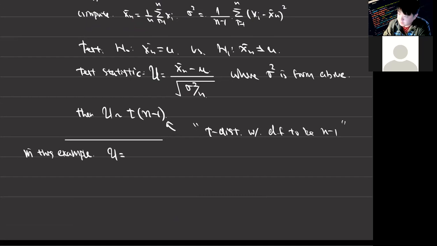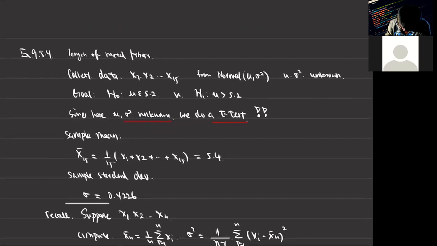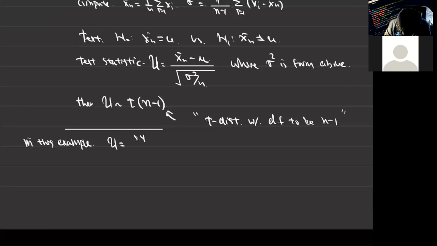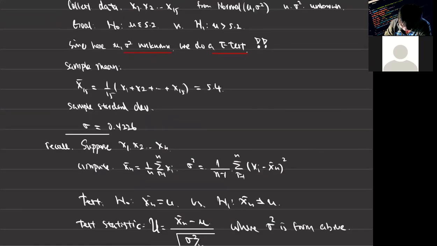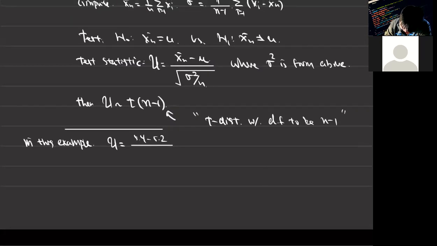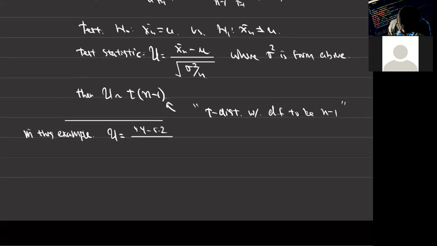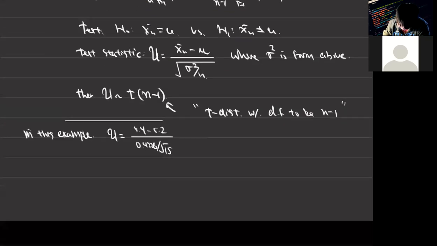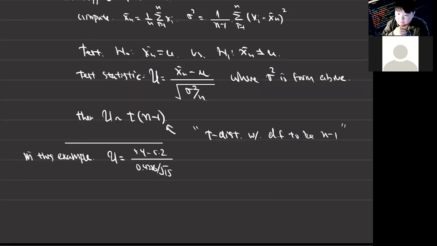the test statistic U is what? This is 5.4, this is 5.2. So let's write that down. 5.4 minus 5.2 over, we have this guy here. So this is, what is it? 0.4226. So 0.4226 over square root of 15. This is a standard deviation, right? Yeah, so I don't have to take a square root because it's already in the standard deviation form. And you work out the math. This is going to be about 1.83.